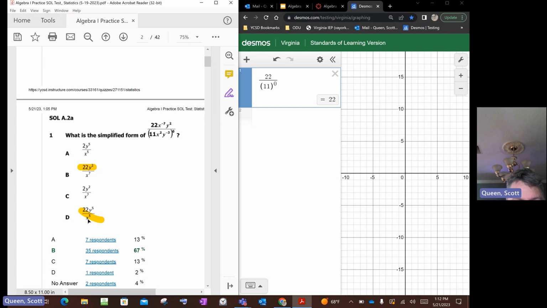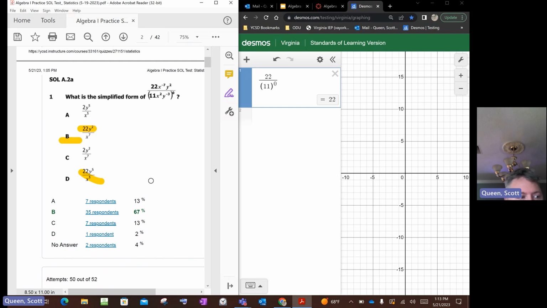Look here at this answer. We got x to the 5th here, x to the 7th here. That one looks correct to me. So my answer is B. Moving on.